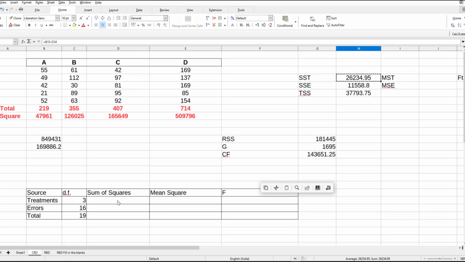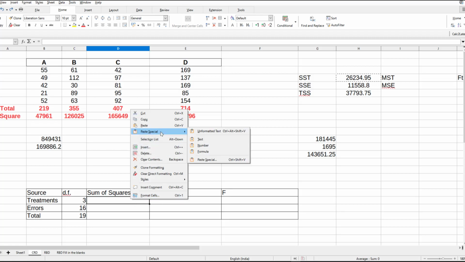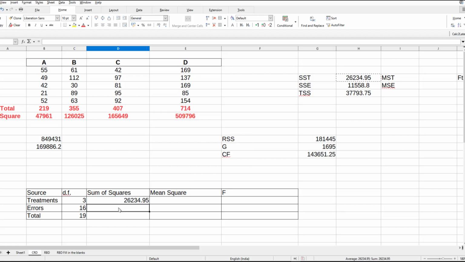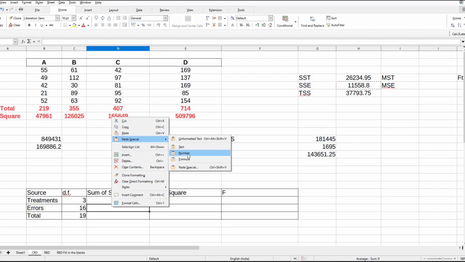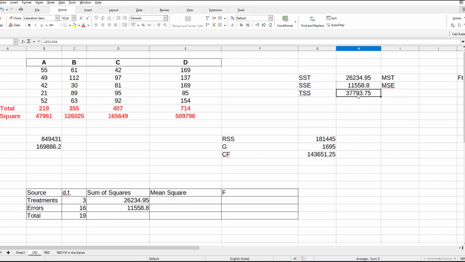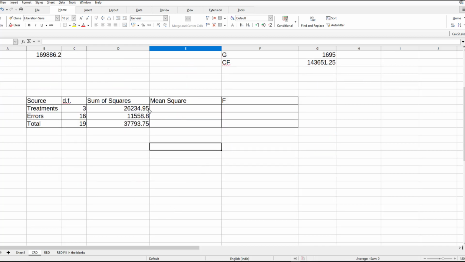I will copy it and I will paste it. Let's see, and I will paste the value, right? So what is error? Error is 1155. So I will copy it, I will paste the number. What is total? Total is 37. So I will copy it and paste this as number. So these are the sum of squares.